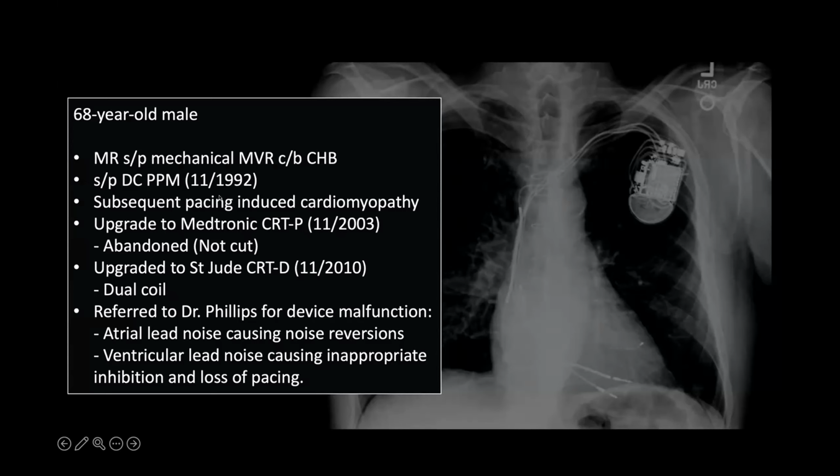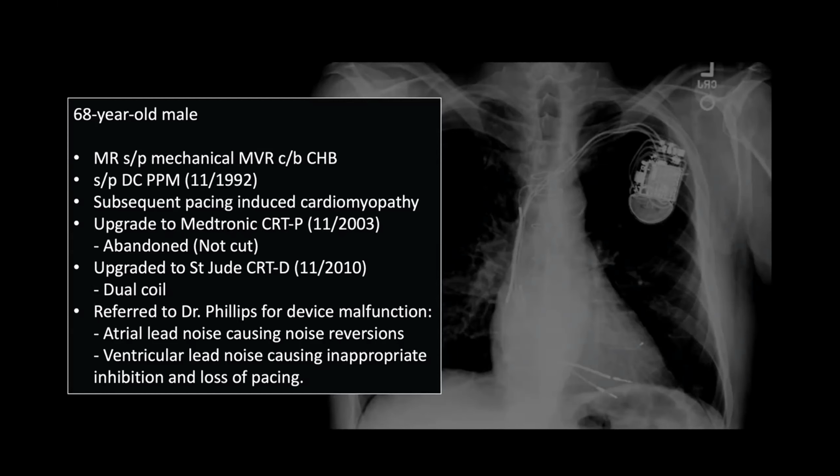The patient after that was pacing, of course, all the time, with complete heart block. He was one of those 40%, 50% of cases that progress to pacing-induced cardiomyopathy. So in 2003, he got upgraded to a CRT-P system. And what happened with the older RV lead that was implanted in '92? Well, it was abandoned. Thankfully, it was not cut at any point. Nobody was trying to remove that lead. That offers us an advantage in terms of passing stylets, which is a technical aspect of the extraction.